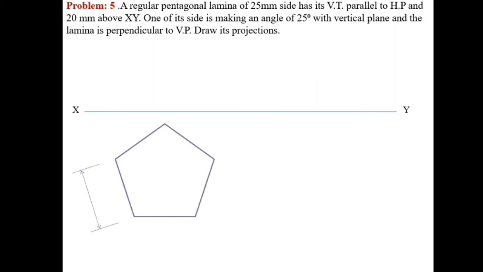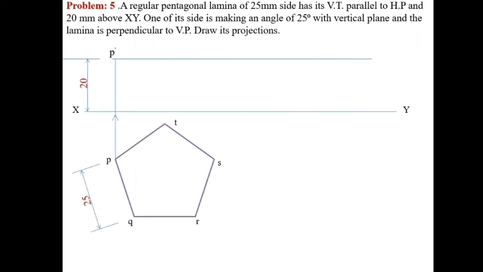It is having 25 mm side and PQRST. Next, you know that this plane surface is 20 mm above the XY reference line. So you take 20 mm distance, and you will draw a straight line parallel to the XY reference line. Then you will project all the points up to that line.